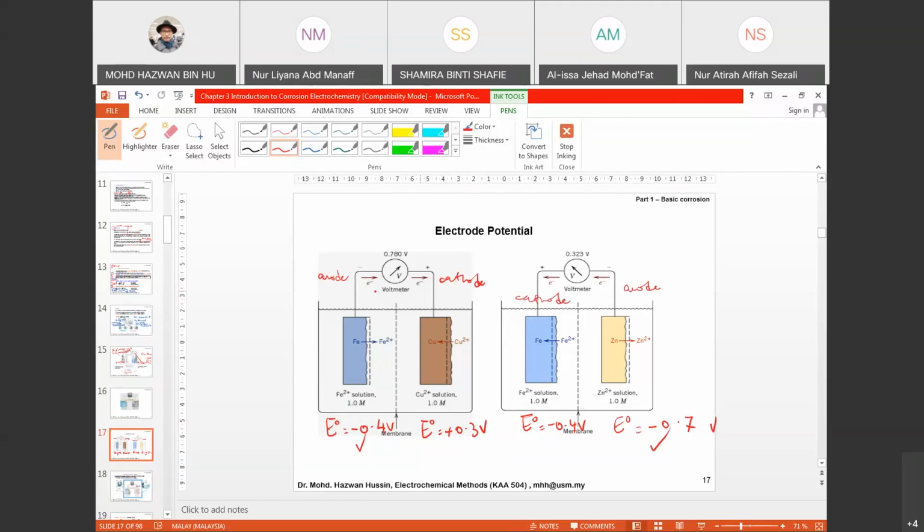Let's look at the arrow. You will see that the electron movement is basically from anode to cathode. Does anyone know why it is moving from anode, and not from cathode to anode? What's the reason?